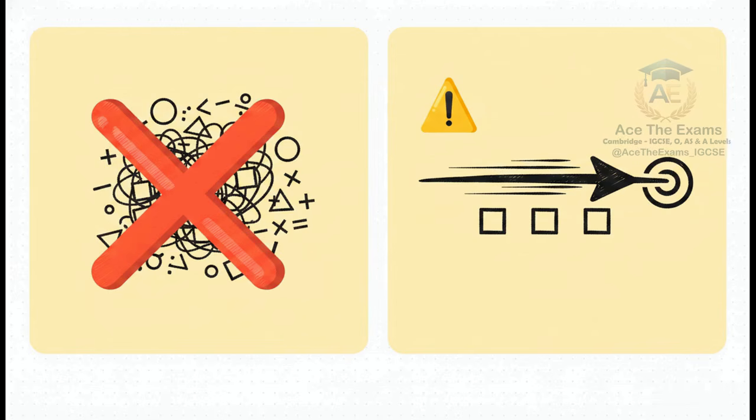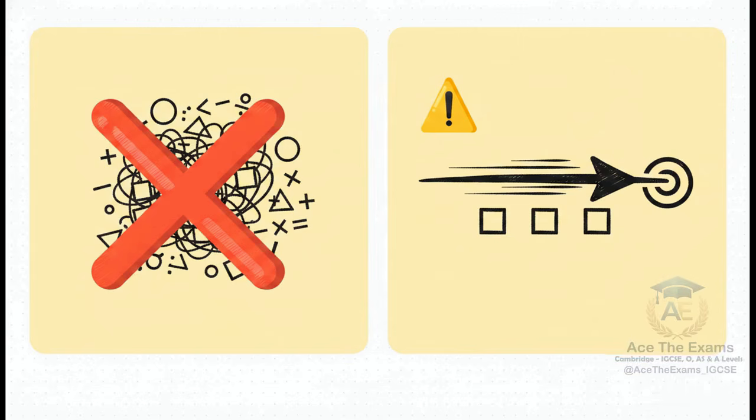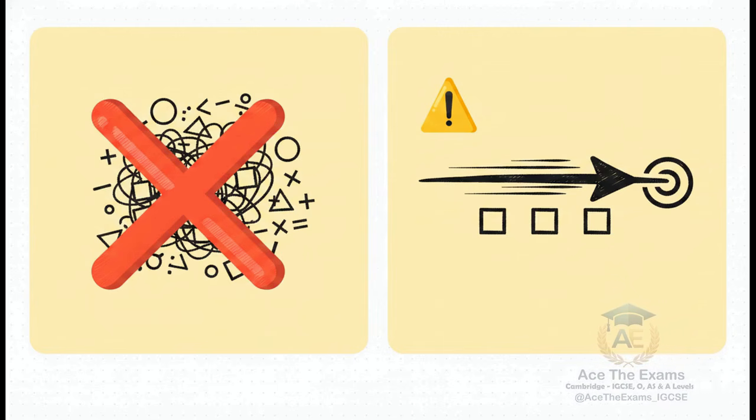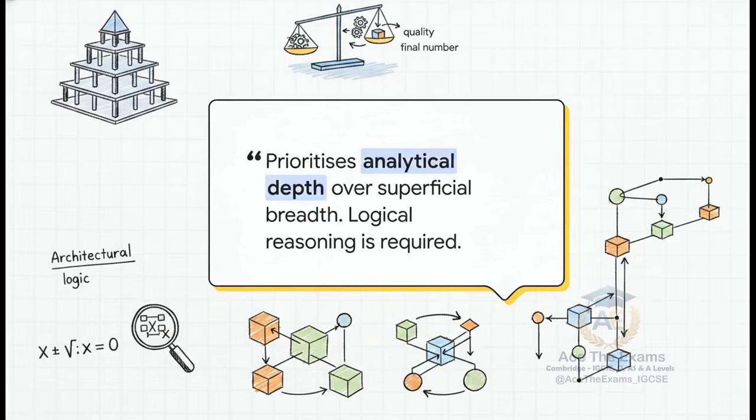Then on the right, we have Sam. Now, Sam is a different story. Sam's answer rushes straight to the final calculation. Sam actually gets the correct numerical answer, but Sam completely ignores the specific command words in the prompt, like show that or evaluate. Both of these approaches entirely fail the Cambridge analytical depth requirement. Listen to me on this. Examiners literally cannot award you method marks if they cannot follow your logical reasoning, even if your final number magically matches the mark scheme.